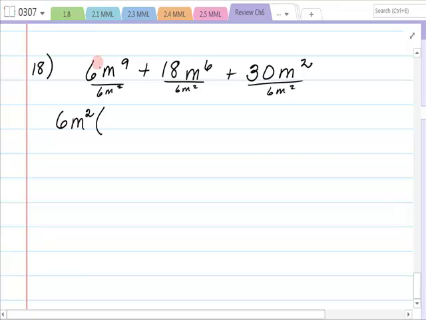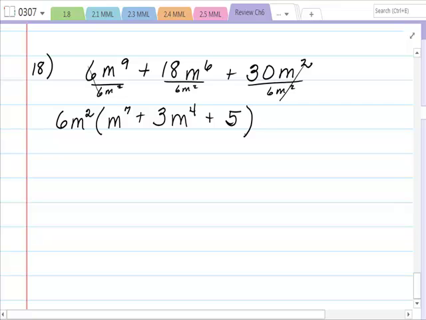All right, if you divide the first quotient, the 6's divide out. What's m to the 9th over m to the 2nd? M to the 7th. Okay, 6 goes into 18 3 times. I have m to the 6th over m to the 2nd, which is m to the 4th. And then 6 goes into 30 5 times. The m squareds divide out. So I've done that.